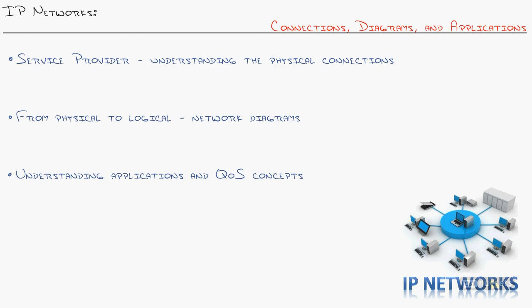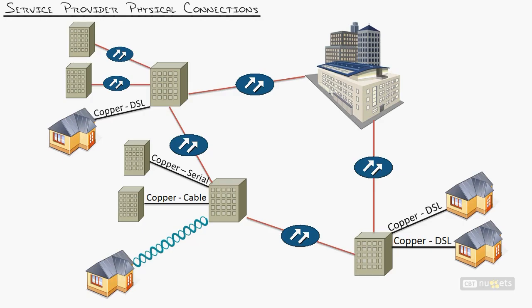Well, this one's going to be fun. We're going to take a look at the network connections, logical diagrams, and applications that are running through our service provider environment. Let's start off with the service provider physical connection. What we can see here is one example of a topology that a service provider might run, and they come in different shapes and sizes.